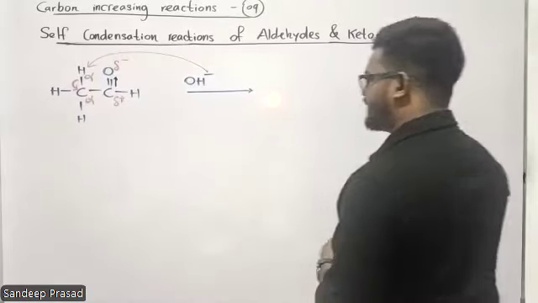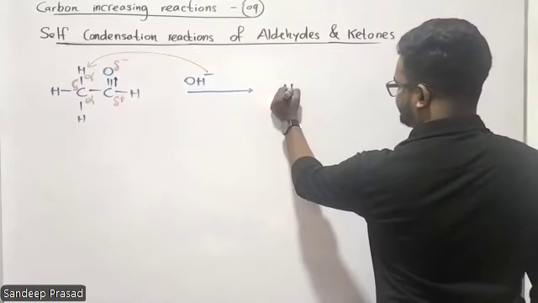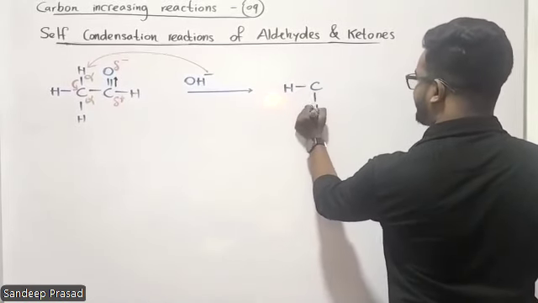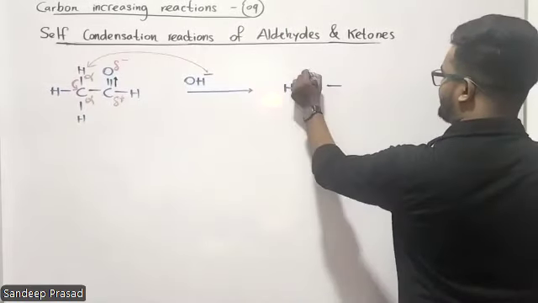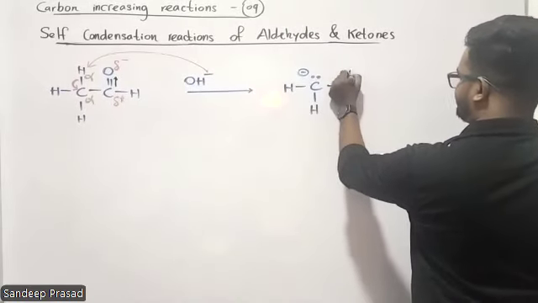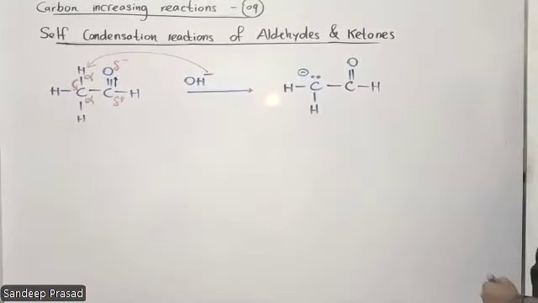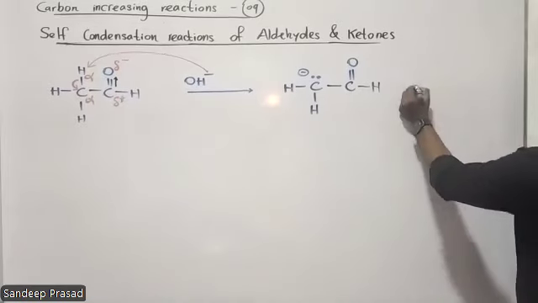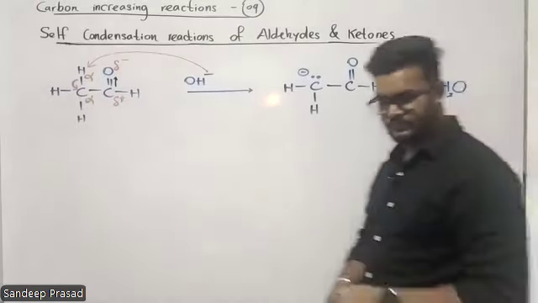Then students, a product is produced. That product looks like this. Now the carbon has taken electrons. These are the electrons. Now this carbon is negatively charged. Now we know that OH minus is connected to hydrogen. Now you can see that this is H2O, a water molecule.